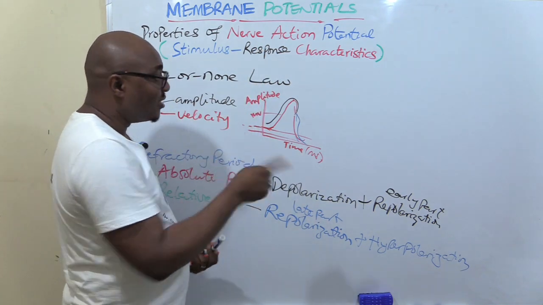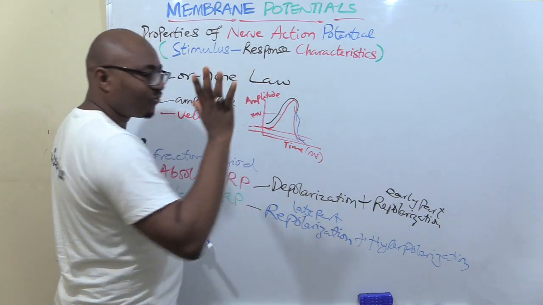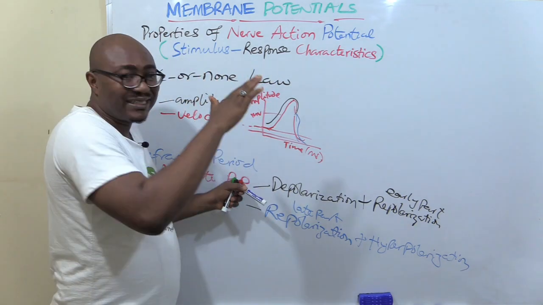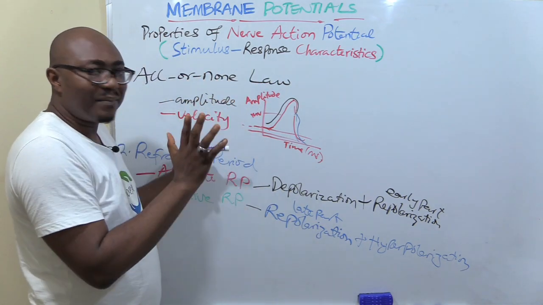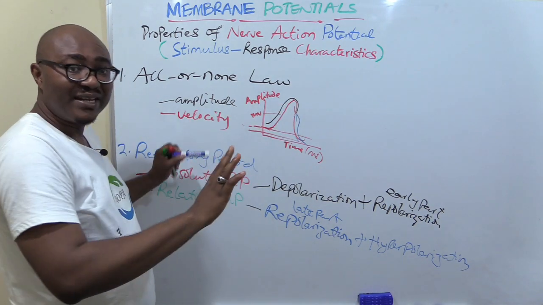But in this case, it's still open, it's still moving out, but with a stronger stimulus, it can still generate a new action potential. But in the absolute one, it is due to the closure of the sodium gate that has just started closing, so there's nothing you can do about it. So that's just what you need to know. Absolute refractory period, relative.